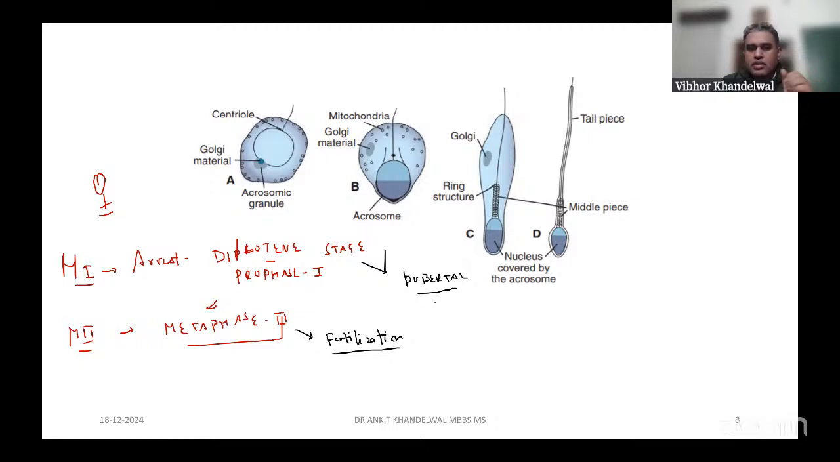So do remember, at the age of puberty and at the time of fertilization, they will come out of arrest. Arrest is not some jail over here, but the cell division actually stops at that particular stage, the diploid stage of prophase 1 and metaphase 2. So this is a point to remember, right?